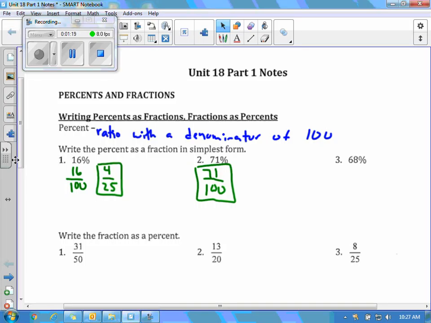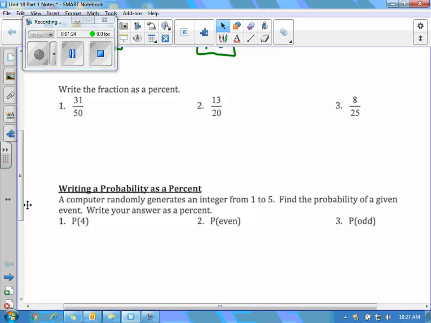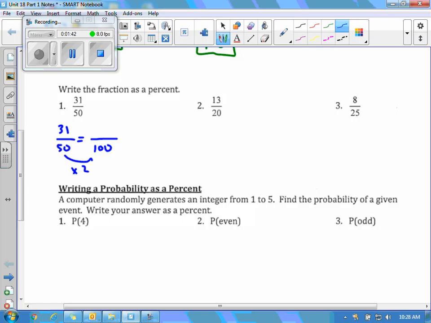So we just did turning a percent into a fraction. Now we're going to take a fraction and turn it into a percent. Now there's a couple ways that we can do this. For this first way, we're still working with the fact that percent means per 100. So we have 31 over 50. To make it a percent, we know that we need the denominator to be 100. So I can say that 50 times 2 gives me 100. So I'm going to do 31 times 2, which is 62. So I'll do 62 over 100, which is the same thing as 62%.